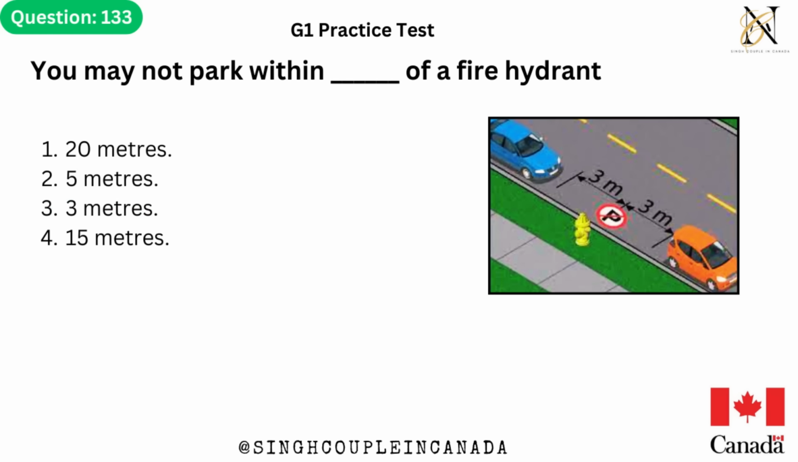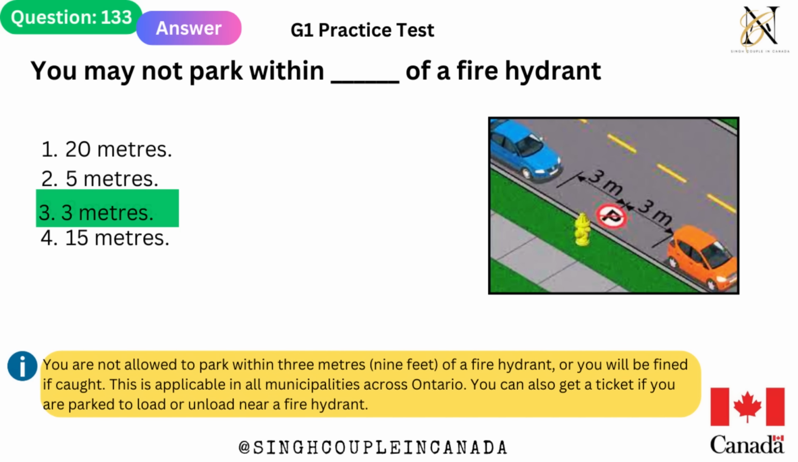You may not park within _ of a fire hydrant. 1. 20 meters. 2. 5 meters. 3. 3 meters. 4. 15 meters. The answer is 3. 3 meters. You are not allowed to park within 3 meters, 9 feet, of a fire hydrant, or you will be fined if caught. This is applicable in all municipalities across Ontario. You can also get a ticket if you are parked to load or unload near a fire hydrant.